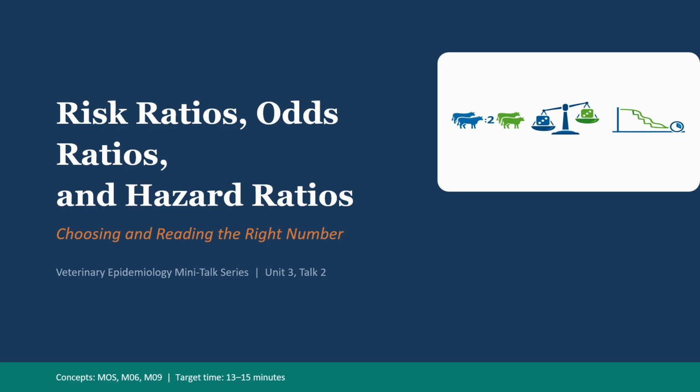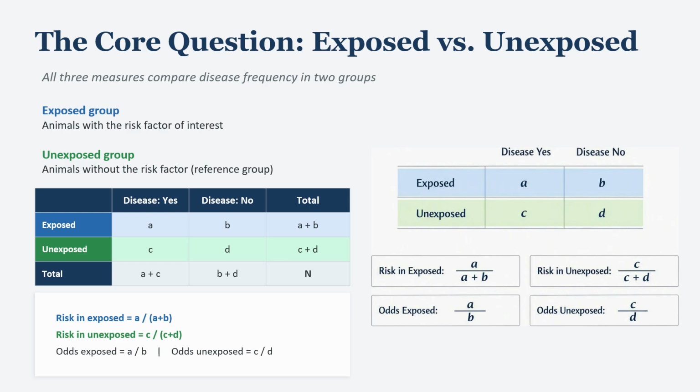The three most important ones you'll encounter in the veterinary literature are the risk ratio, the odds ratio, and the hazard ratio. They're related. They're sometimes confused with each other, and choosing the wrong one or misinterpreting one as another leads to real errors in how you read and apply research evidence. By the end of this talk, you'll be able to define, calculate, and interpret all three, understand when each one is appropriate, and connect them to the broader concept of absolute versus relative risk. Let's go.